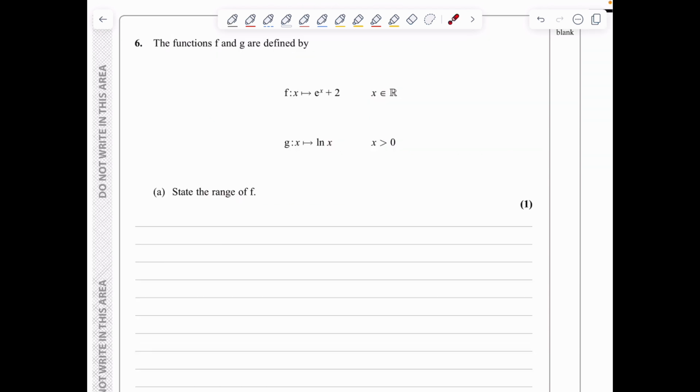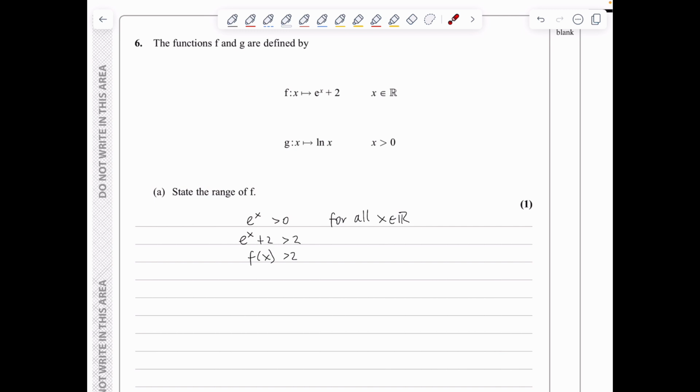In question 6, we've got f of x defined to be e to the x plus 2 for all x belonging to the real numbers, and we need to state the range of f. Well, we know that e to the x is always greater than 0 for all real values of x. That's my starting point. So if I add 2, I get e to the x plus 2 is certainly greater than 2, which means that f of x is greater than 2. Remember that the range is the output, it's the y values that you can get out of f of x.